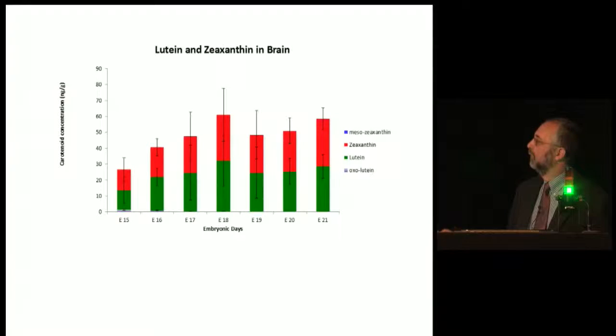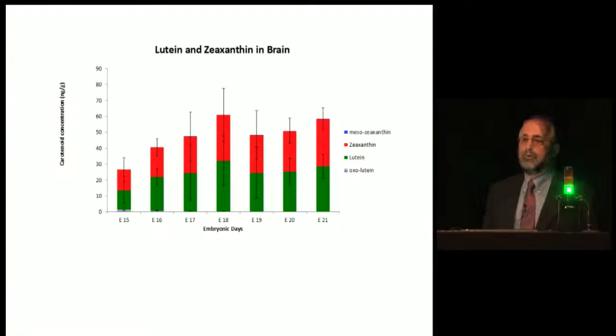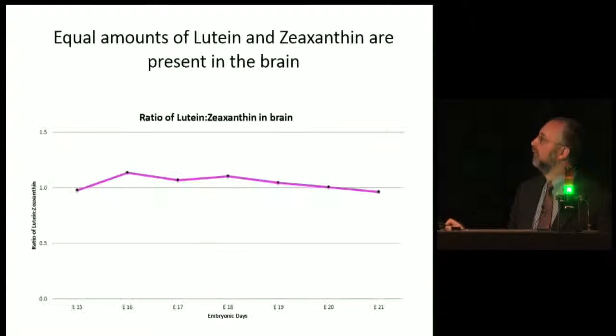Well, you can see lutein and zeaxanthin appear relatively early in development here. They rise some, but not dramatically. There is very little oxolutein in the early phases, and absolutely no meso-zeaxanthin present in the brain of these birds. The ratio is about 1 to 1 for lutein to zeaxanthin, so this is a little different from what we see in the serum, yolk, and in the liver.